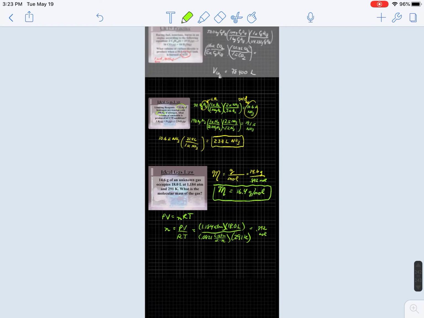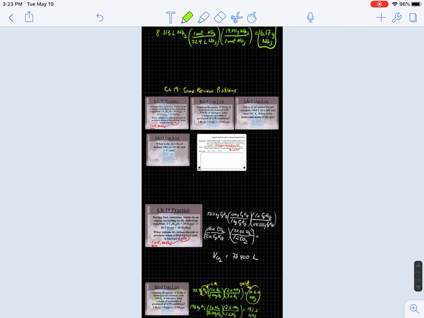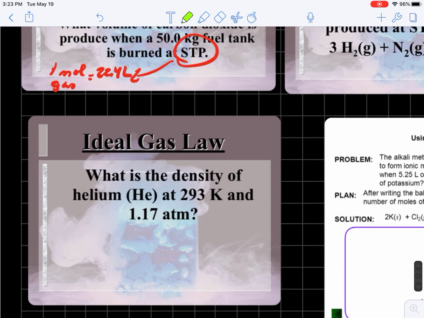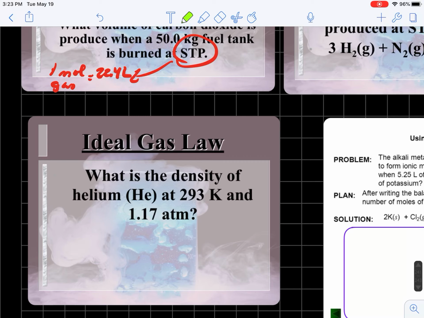Fourth problem, probably a density problem. Let's see, yes. All right, so they give me a density for helium at a certain temperature and pressure, but they're not giving me STP conditions. So again, intrinsic property, I can choose whatever sample I want, sample size, and it will still give me the same answer because it's proportional. So I'm going to choose a 1 mole sample.